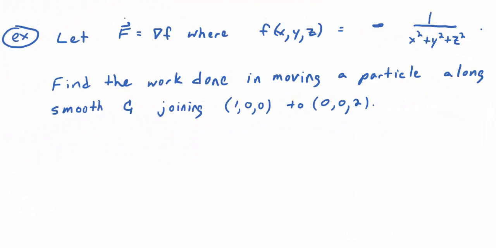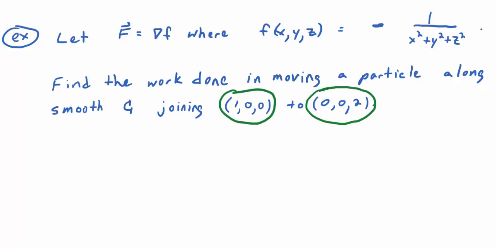Let's suppose our vector field F is a gradient field, del f, where the potential function f of x, y, z is equal to negative, the opposite of 1 over x squared plus y squared plus z squared. Suppose F is a force field also. Find the work done in moving a particle along a smooth curve C, joining the beginning point 1, 0, 0 and the ending point 0, 0, 2.